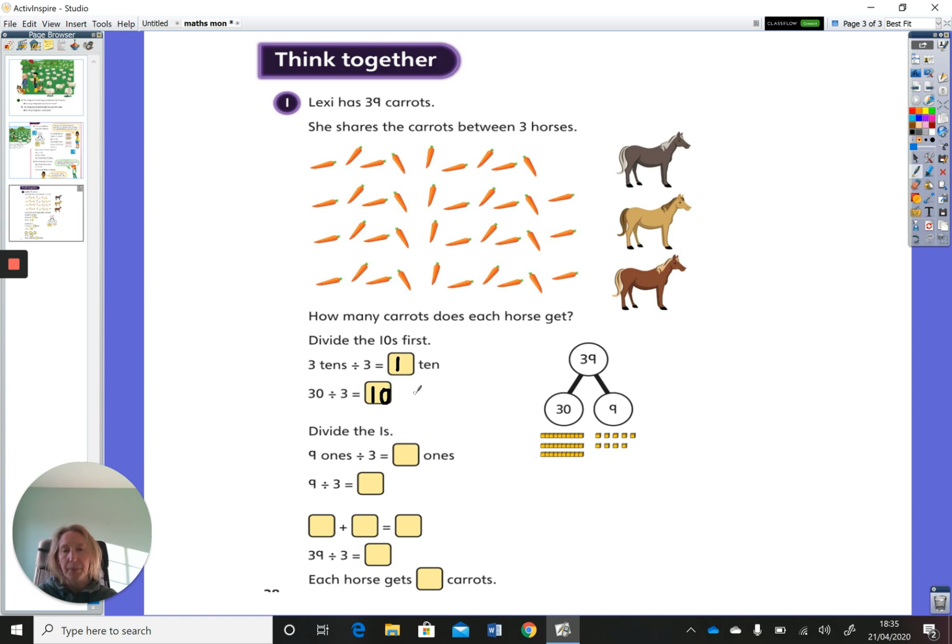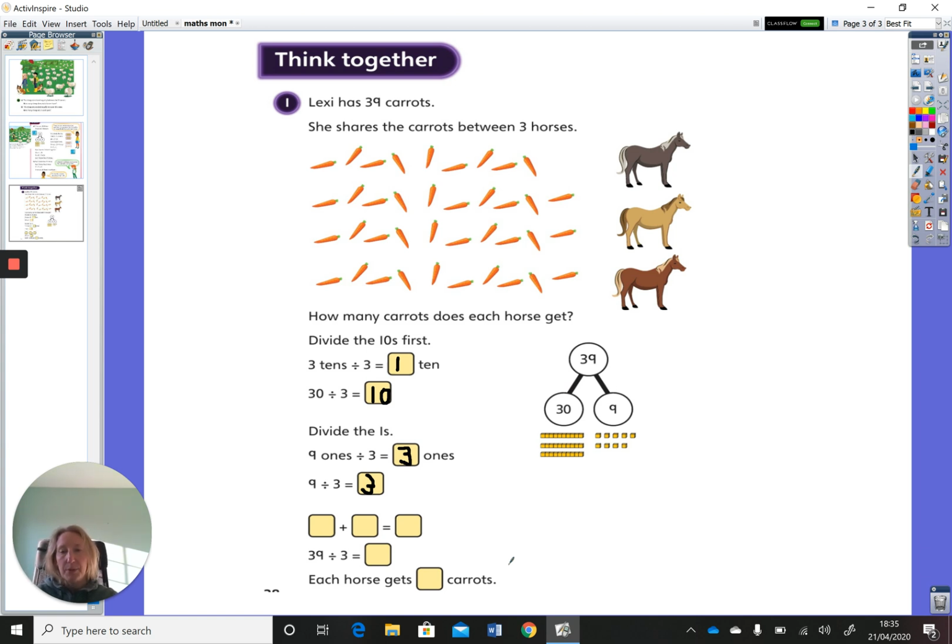I'm trying really hard to be neat and get my numbers in the box. And then we've done the tens, so now we look at the ones. We're looking at this 9 over here. So 9 ones divided by 3. And again, you can imagine sharing these Deans, these 1 Deans over here, between the 3 horses. And 9 ones divided by 3 is 3 ones. So 9 divided by 3. Oh, that's a bit of a funny 3, but we'll leave it as it is. 9 divided by 3 equals 3.